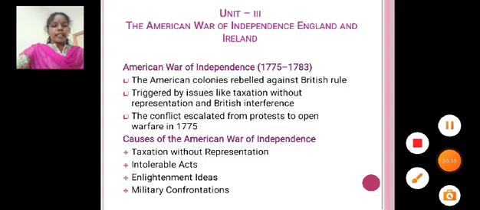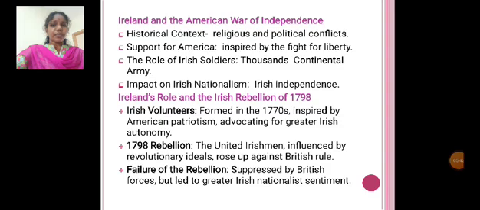Next, Ireland and the American War of Independence. During the American War of Independence, Ireland was influenced by religious and political conflicts. Many Irish were inspired by the American fight for liberty and supported the American cause. Thousands of Irish soldiers joined the Continental Army, contributing significantly to the war effort. The involvement helped Irish nationalism and the push for Irish independence in the years that followed.